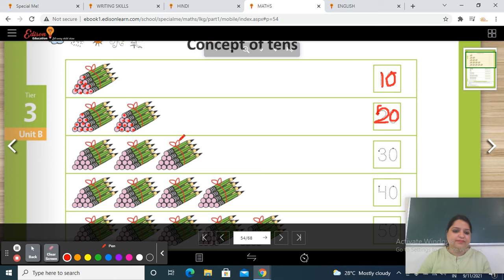Now count these bunches. 1 2 3 4 5 6 7 8 9 10, then 11 12 13 14 15 16 17 18 19 and 20, then 21, 22, 23, 24, 25, 26, 27, 28, 29 and 30. So how many pencils are here? 30 pencils. And how many bunches are here? 3 bunches. Okay, 3 bunches mein kitni pencils hai? 30. 1 bunch mein kitni hai? 10 pencils. Okay, 10 pencils in each bunch. Okay. So, trace over number 3 0 30, right?